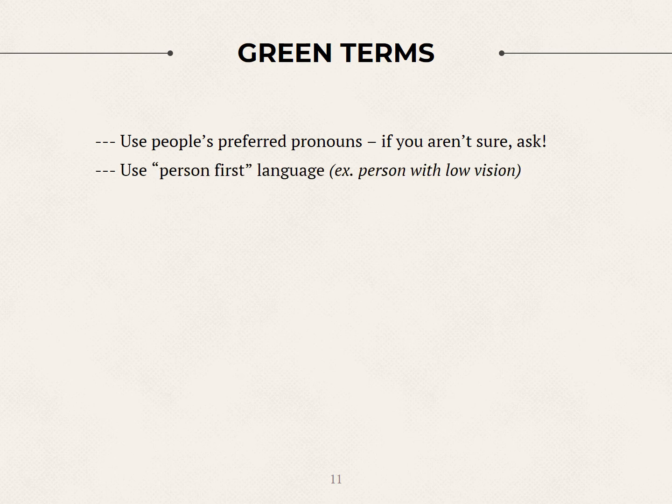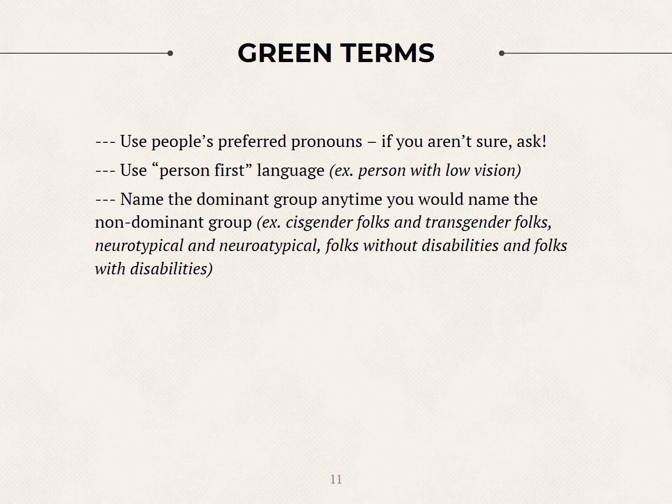Another great tool is using the person-first language that was covered in a previous slide. For example, a person with low vision. Another is naming the dominant group anytime you would name the non-dominant group. When we only use an extra term to name the non-dominant group, it suggests that the dominant group is what's normal, natural, and acceptable. By naming both groups, you allow them to have equal value, even if one is less common.